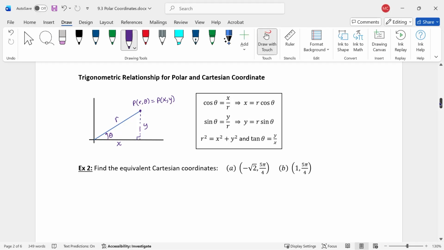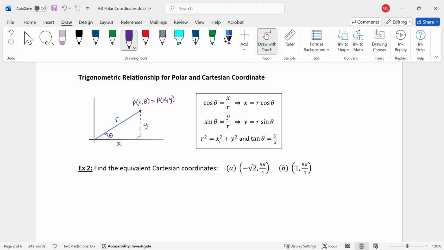Okay, so now let's take a look at the trigonometric relationship between polar and Cartesian coordinates. So what do we notice here? If I'm looking at an angle and a radius r, that point would have the Cartesian coordinates x, y on this diagram. And so what do we know? We know that cosine of theta, by definition, is x over r, right? It's that adjacent side divided by the hypotenuse. And therefore, x is equal to r times cosine of theta. Likewise, sine of theta is y over r, and so y equals r times sine of theta.